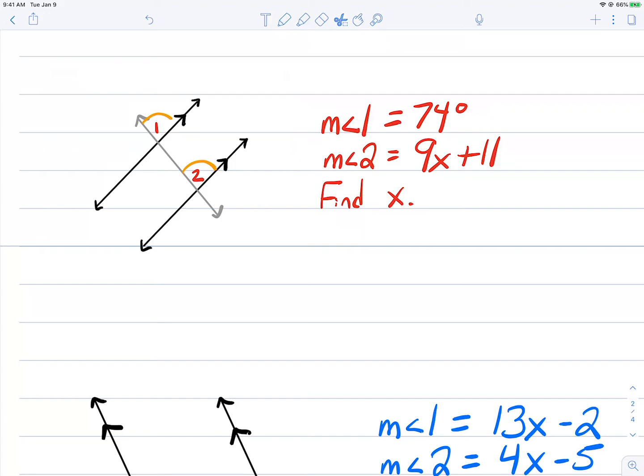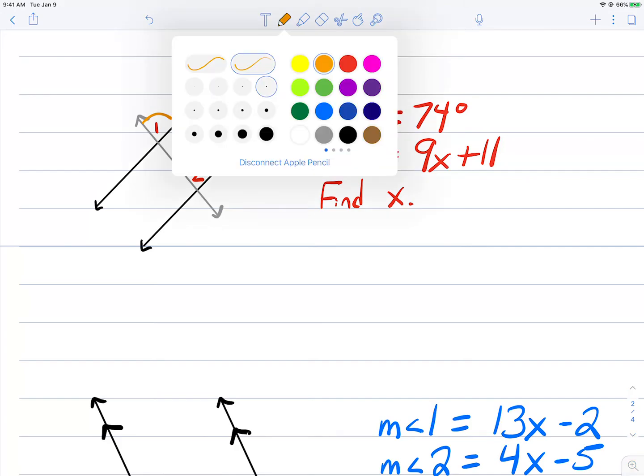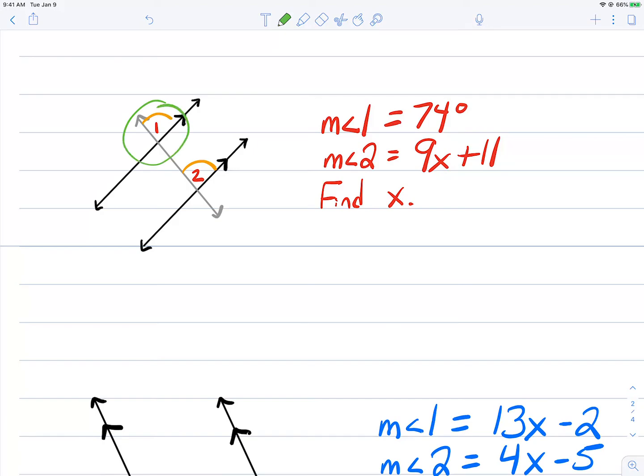That's completely fine. If I were to look at these, they are on the same side of the transversal, and they're both in the upper right hand corner, or the top I should say, of that cluster. So they're in the same position on the parallel line. They're above the parallel line, which makes them corresponding. Now the thing that I know about corresponding angles is they are congruent. So if they're congruent, then their degrees have to be the same.